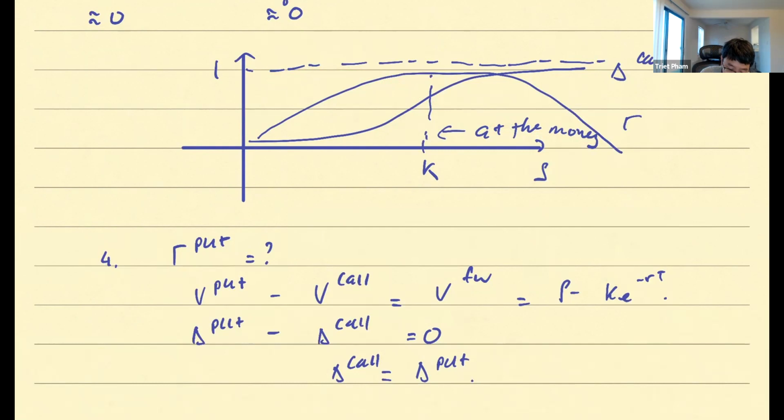Like this. So it's going to be just a shift from the delta graph of the other one. That's delta put. Because it's a shift, the gamma is the same.